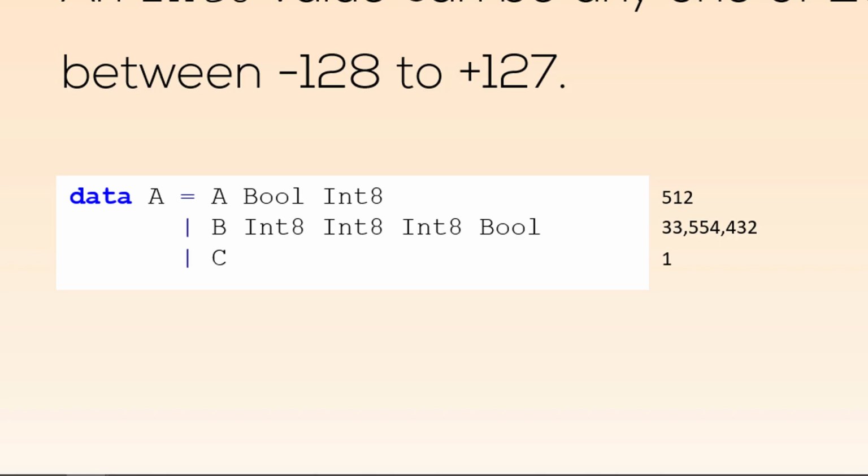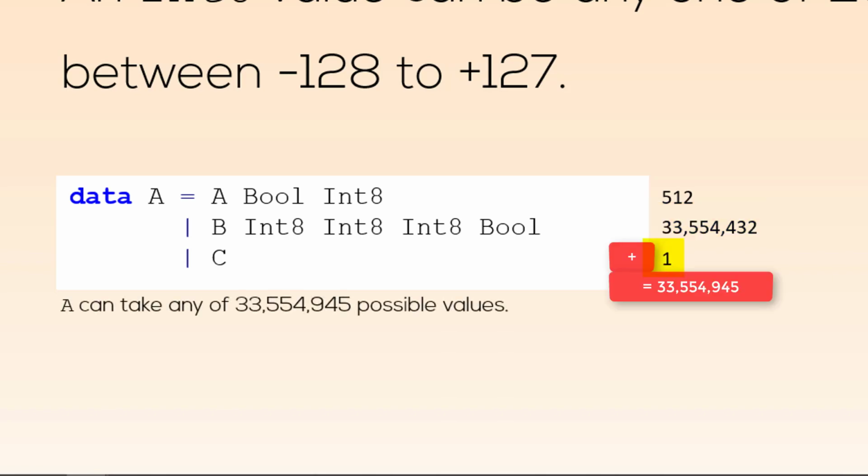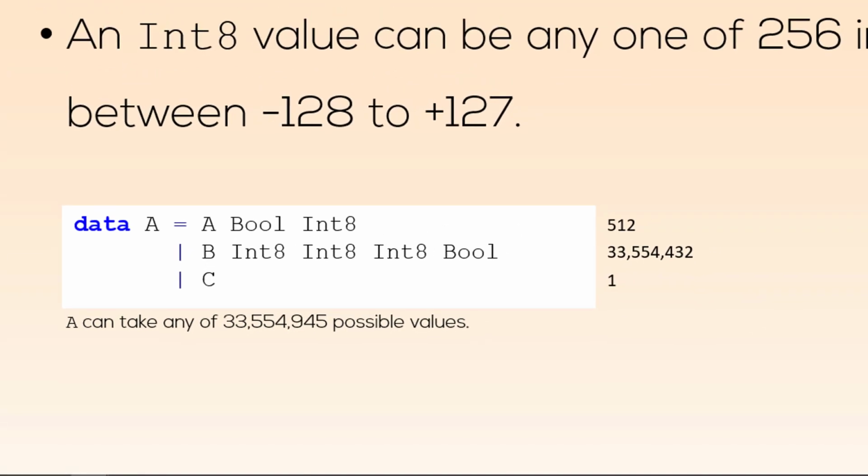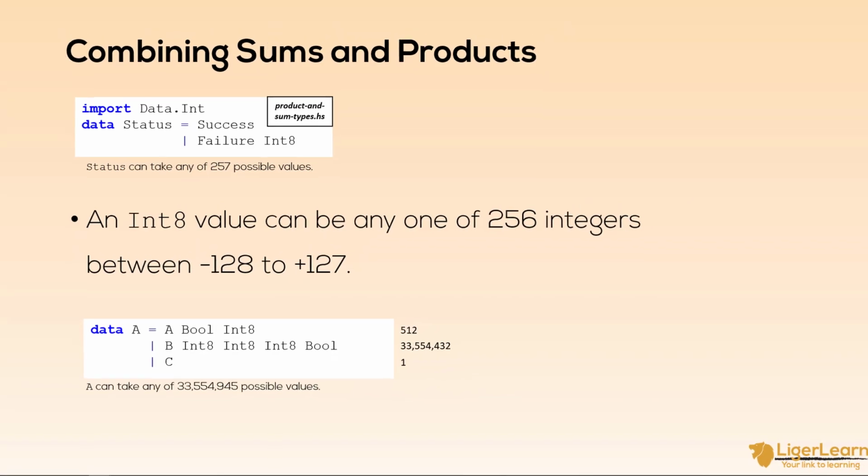And so to get the total number of values which a value of type A could possibly be, we sum up for each of the branches in the union. That's 512 plus 33,554,432 plus 1. So you can see why they are called sum and product types. To find out the possible number of values, you either have to find the product or sum them, or in this case, both.